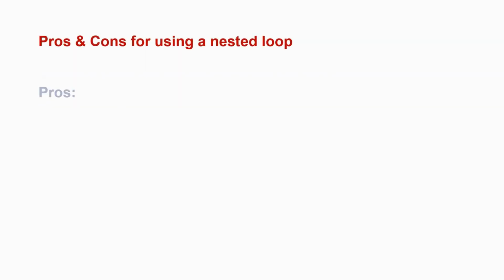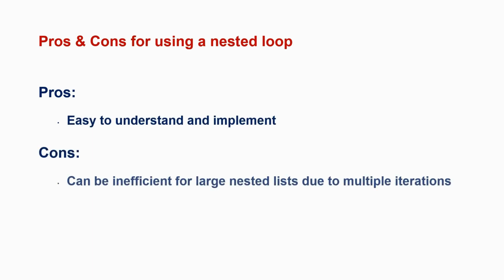Pros and cons for using a nested loop. Pros: easy to understand and implement. Cons: can be inefficient for large nested lists due to multiple iterations.